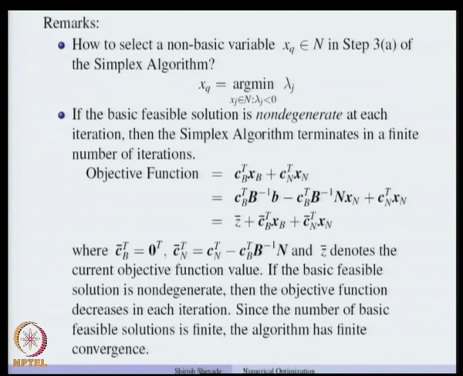And since there exists a finite number of basic feasible solutions, because we saw that if we have n variables and m constraints, then there are at the most n choose m basic feasible solutions, the algorithm is going to converge in a finite number of iterations. So, under the conditions of non-degeneracy at every iteration, the simplex algorithm terminates in a finite number of iterations.